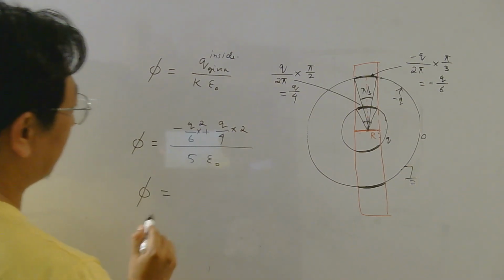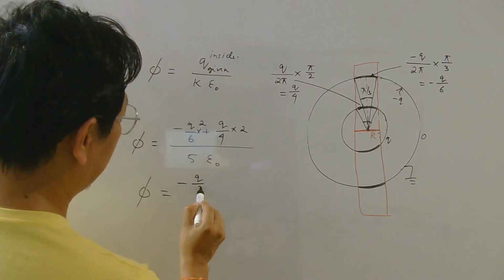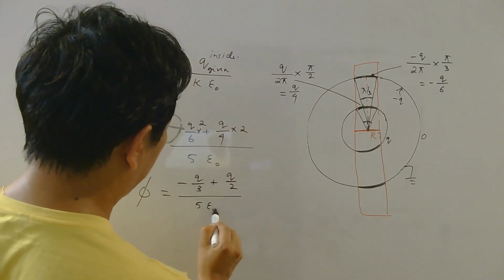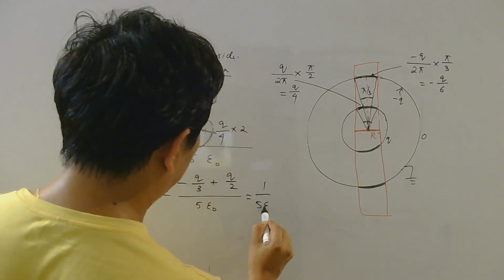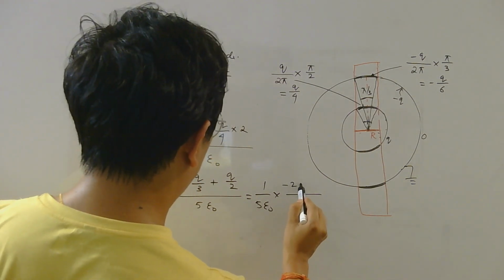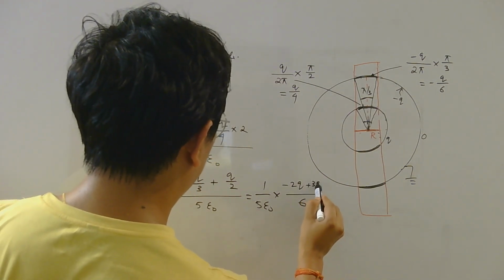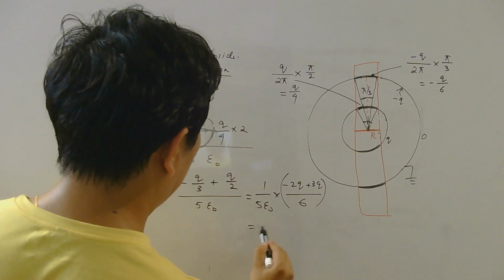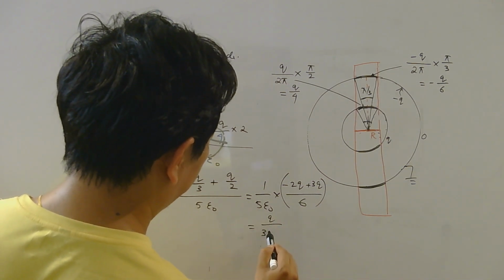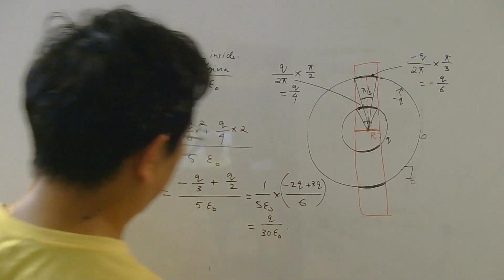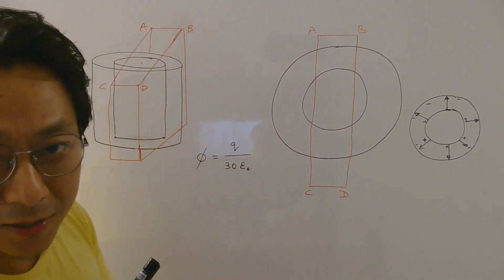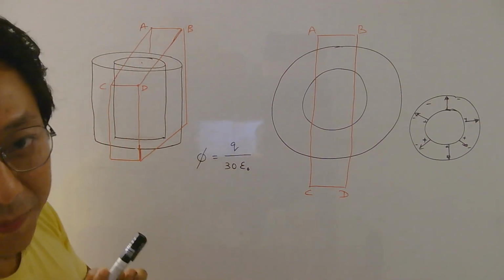So the flux will be equal to minus Q by 3 plus Q by 2, divided by 5 epsilon naught. So 1 by 5 epsilon naught into, if I take LCM 6, 3 2s are minus 2Q plus 3Q. That will be equal to Q by 30 epsilon naught. Isn't it? Now the flux that we calculated is the electric flux through the cuboid.